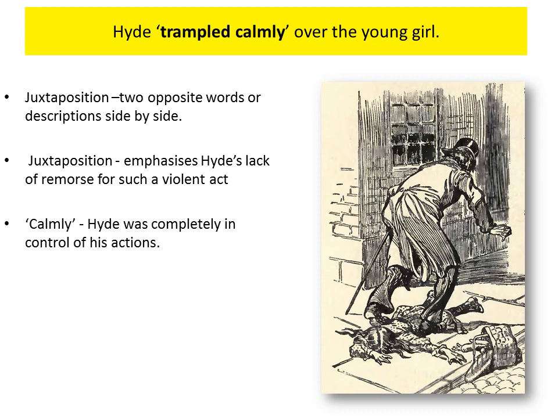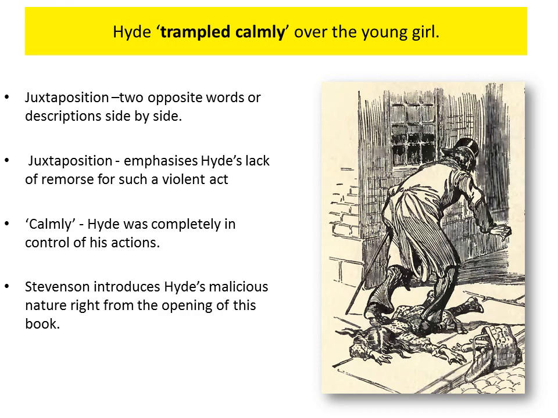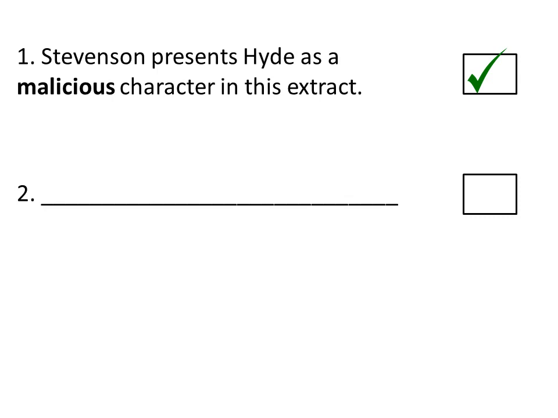Now, the idea that Hyde trampled calmly over the young girl is also suggesting that he was in complete control of his actions. Perhaps he deliberately carried out such a cruel act of violence. He feels no remorse at all. Stevenson thus introduces Hyde's malicious nature right from the opening of this book. And that's us finish our first idea. Stevenson presents Hyde as a malicious character in this extract.